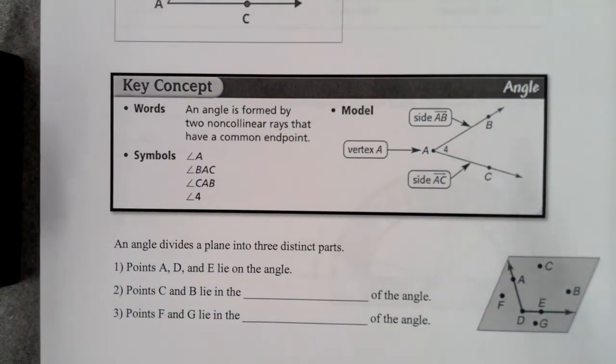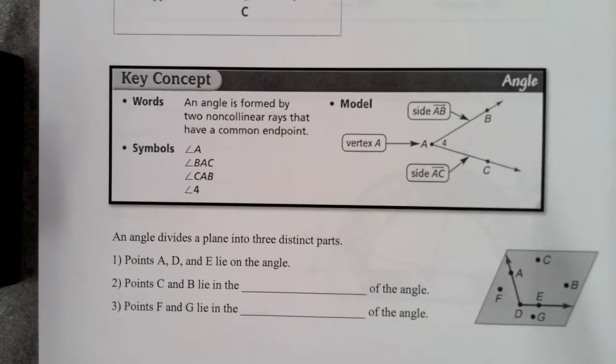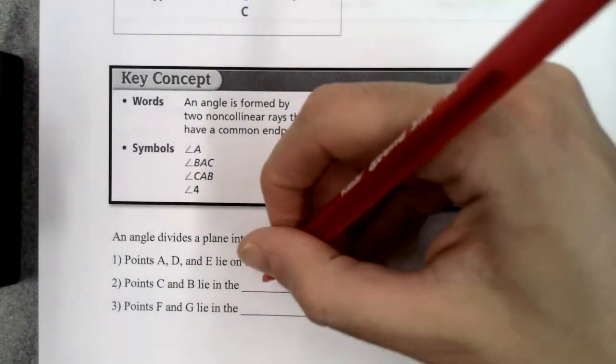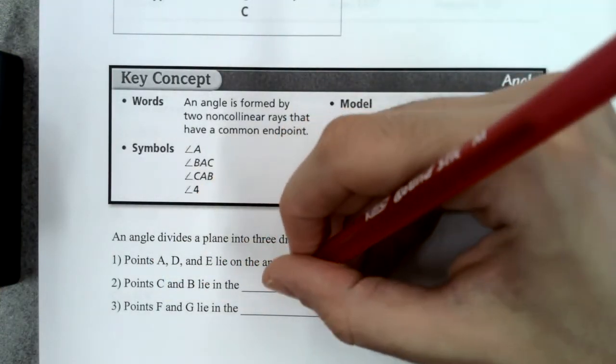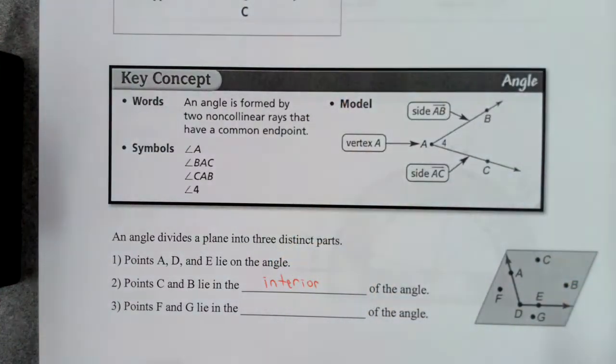Last thing on the first page. An angle divides a plane into three distinct parts. So if you have an angle right here, points A, D, and E, those lie on the angle. This is our angle. A, D, and E lie on the angle. Points C and B, those are on the interior of the angle. So in this case, points C and B lie in the interior of the angle. They're inside the angle.